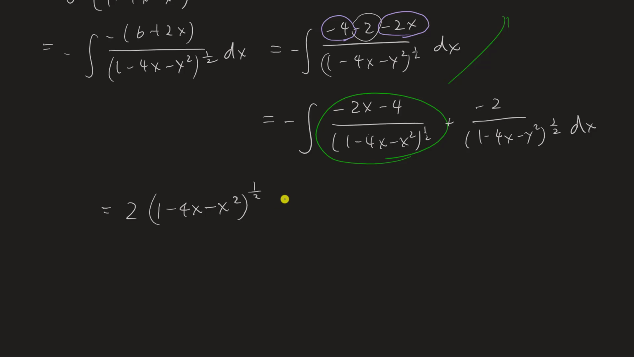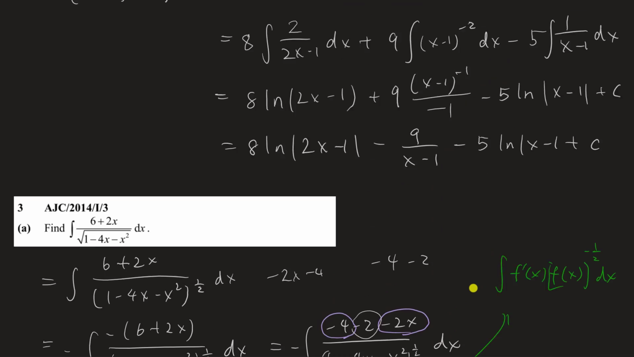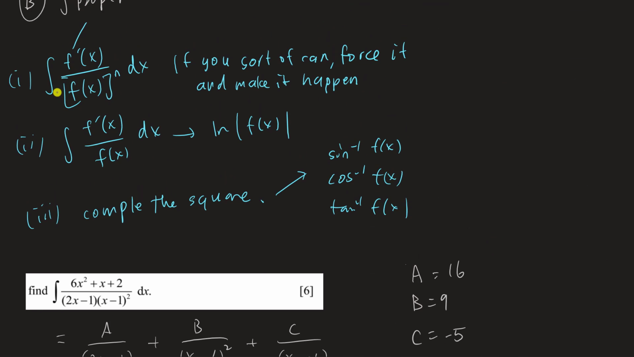Take a look at this. This is still not integrated. So you have negative, negative, give us positive, right? 2 over 1 minus 4x minus x squared power half. Take a look at this. Revisit the flowchart. Can you partial fractions it? No, you cannot. Is this in this form?